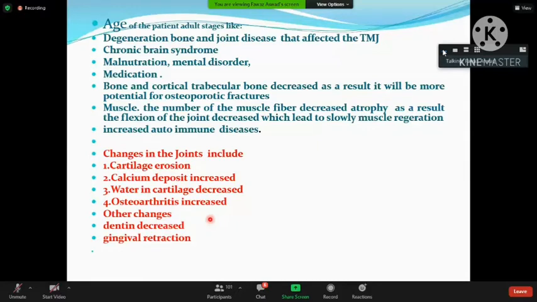We have an idea about the different degenerative changes which occur in the bone and in the joint disease that affects the temporomandibular joint or other joints of the body. We talked about how, with increasing age, there will be change in the joints, as we see: cartilage erosion, calcium deposits, change in the water in the cartilage, and the level of osteoarthritis, and so on. All of these change with increasing age.